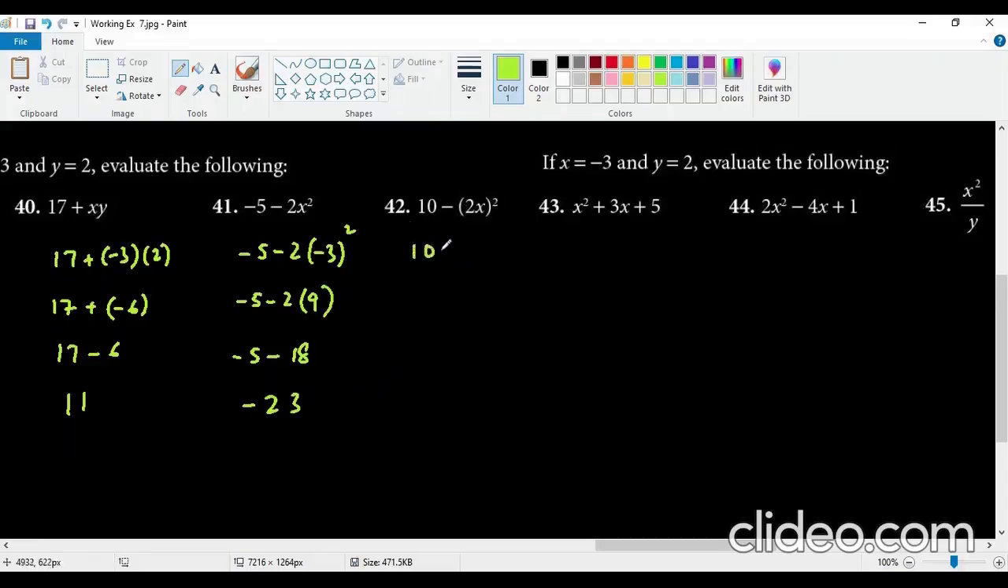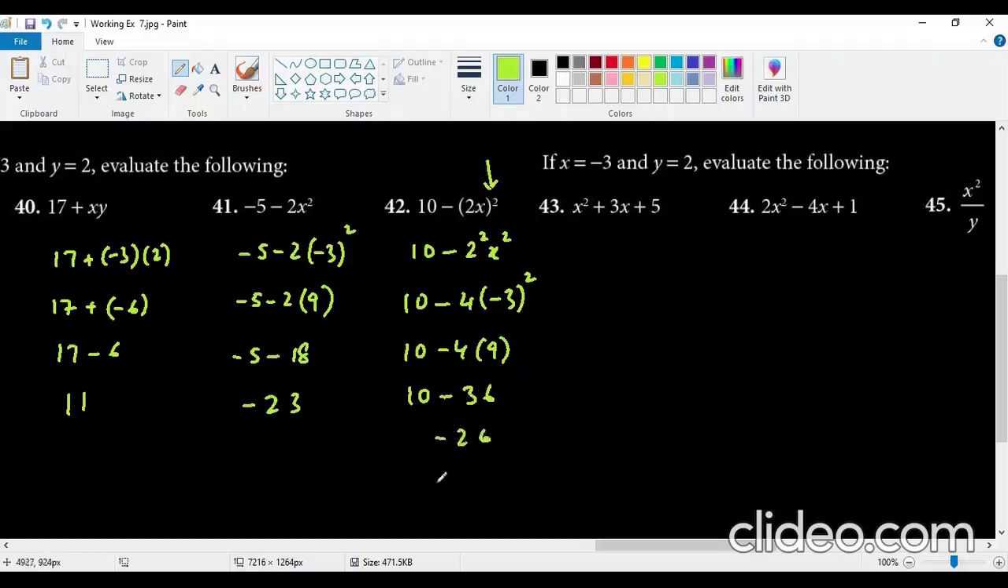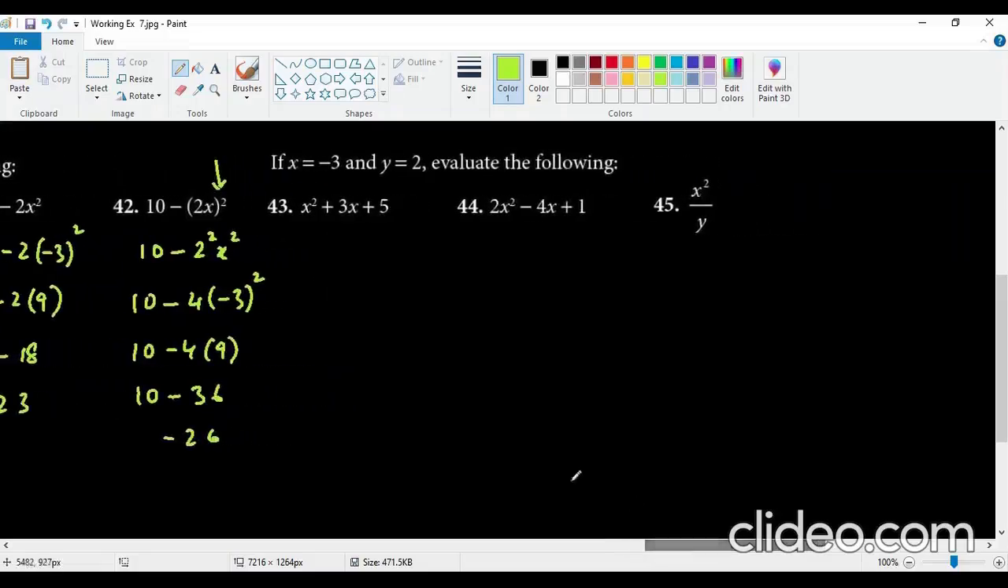Now here, from 10 should be subtracted the value of 2x and 2x whole square. That means 2 square and x square. So this exponent is for both 2 and x individually. So 10 minus 4 and the value of x square means minus 3 square. That means 10 minus 4 times 9, which gives 10 minus 36. So negative 26 is going to be your final answer for question number 42.